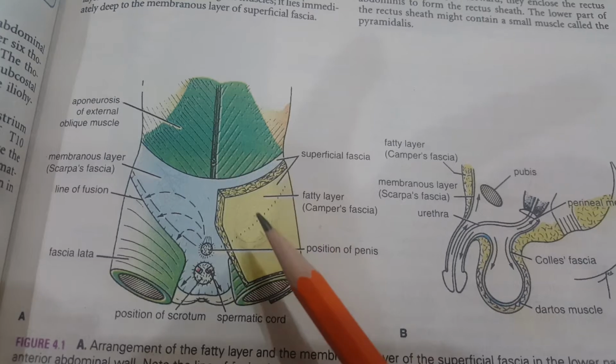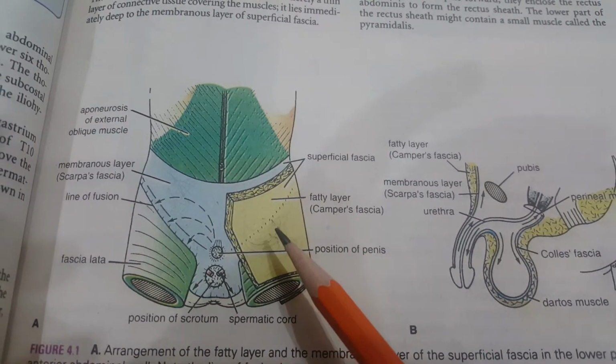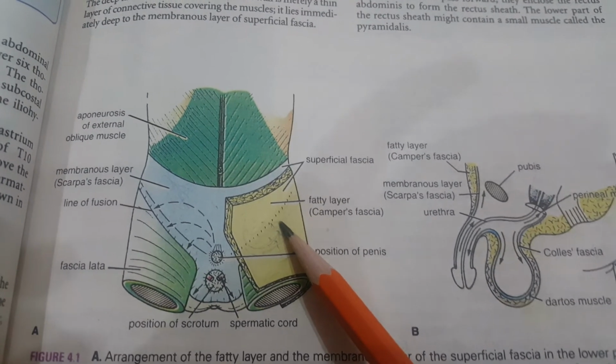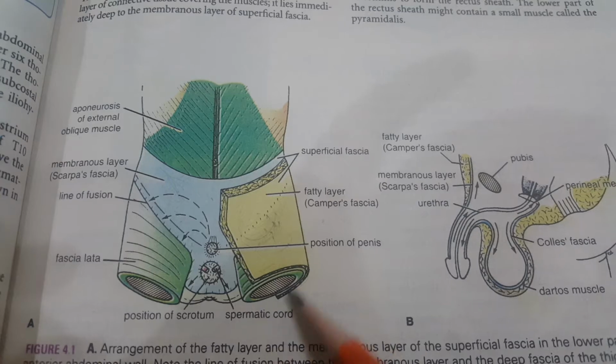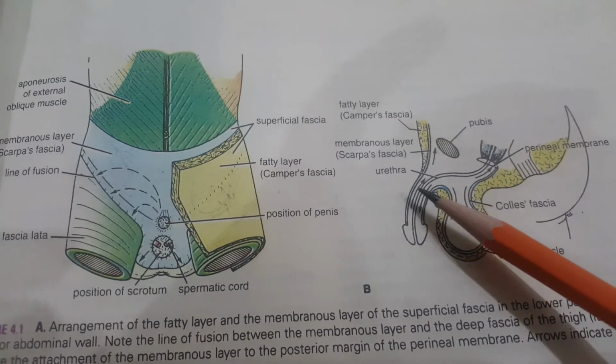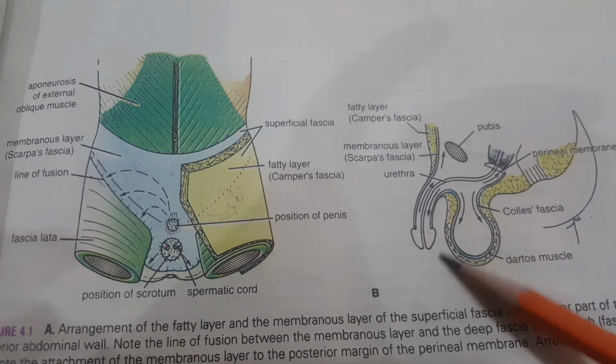Now let us discuss the fatty layer of the anterior abdominal wall. The fatty layer is continuous with the superficial fat over the rest of the body. So in an obese individual, this fatty layer is thicker, and in the case of the testis, the fatty layer is replaced by the dartos muscle.